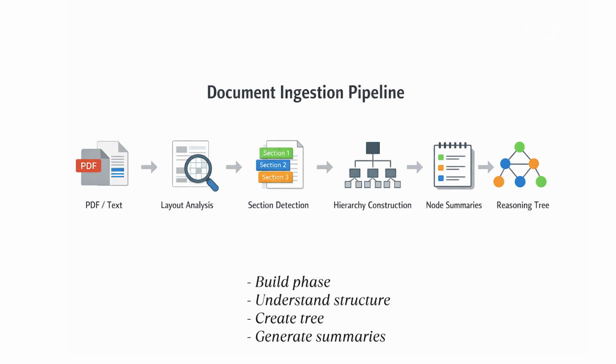Now, let me go deeper on the mechanics because this is the really interesting part. First, the tree index building phase. When you submit a document, PageIndex reads your PDF or text file and does something remarkable. It doesn't just extract text, it understands the structure using a combination of layout analysis and LLM reasoning. It identifies the natural sections and subsections. Where does one topic end and another begin? How do the pieces relate to each other hierarchically? It then constructs the tree and, critically, generates a summary for every node, not just a title, but an actual condensed description of what's in that section.